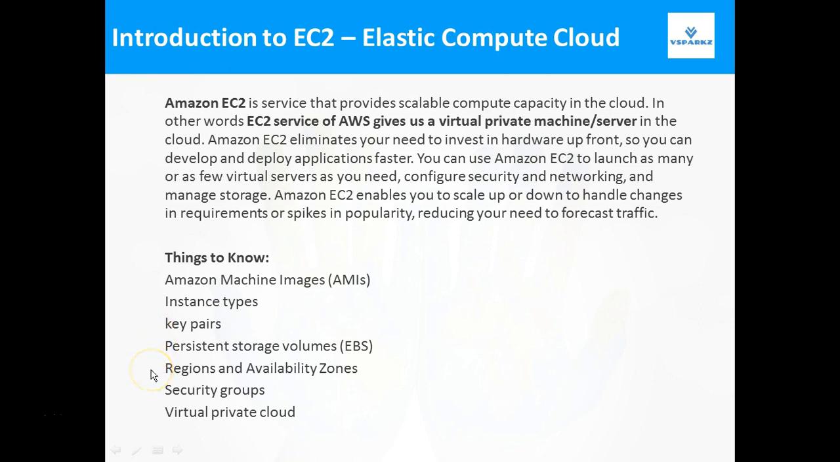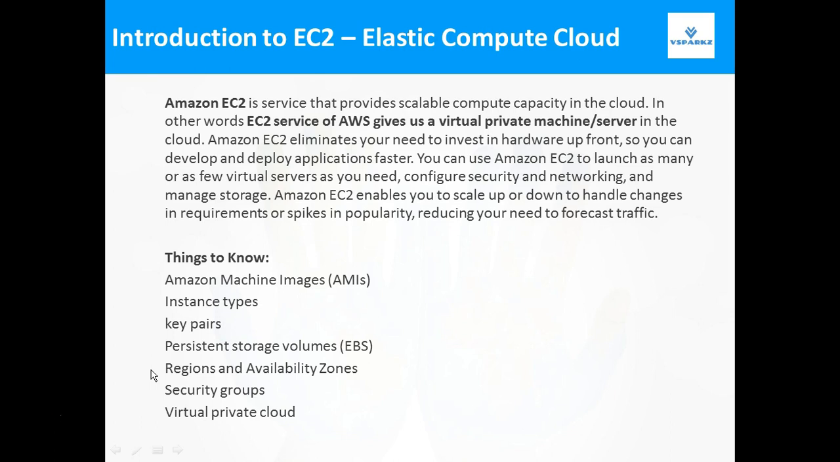The physical geographical locations are often referred to as regions, and each region contains more than one data center that are called availability zones, or simply zones. The next one is security groups. Security groups are often called firewalls. A firewall enables you to specify the protocols, ports and source IP ranges through which you can reach your instances.